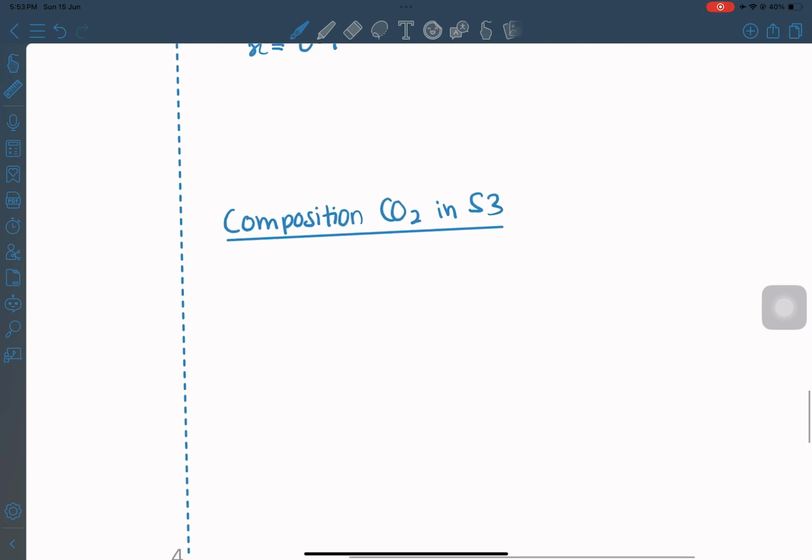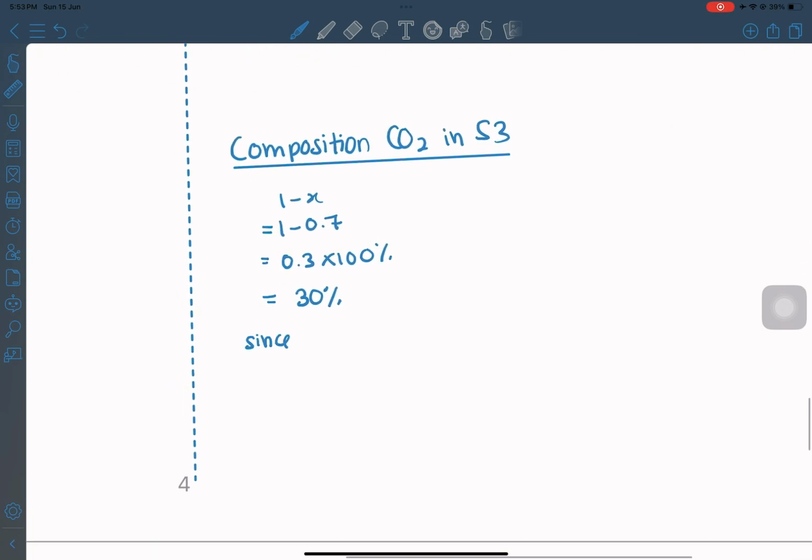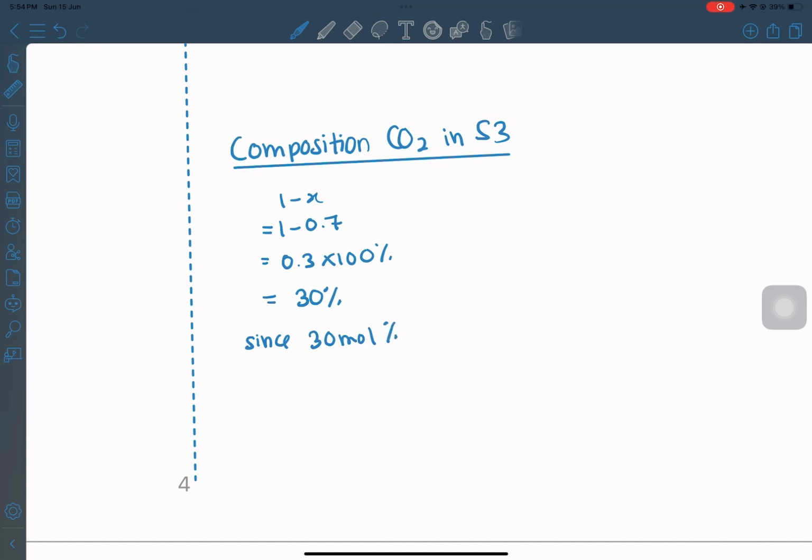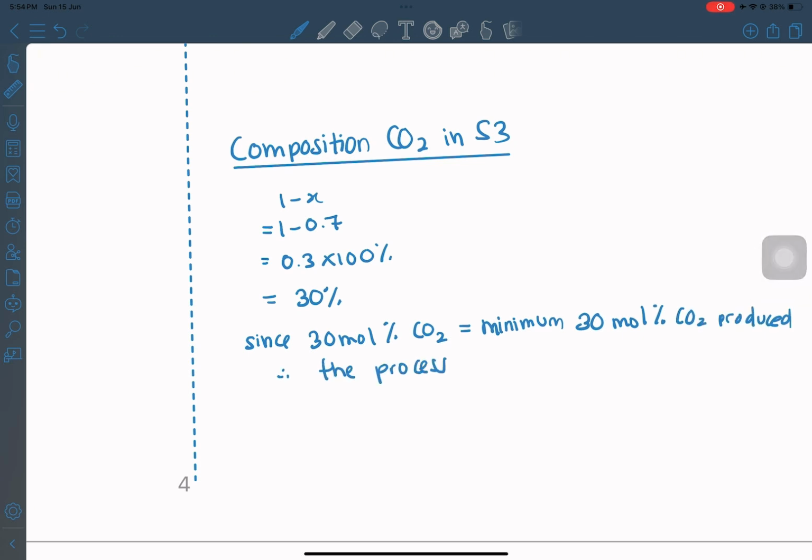For the composition of CO2 in stream 3, we use the composition equal to 1 minus X. 1 minus 0.7 gives us 0.3, and we multiply by 100% to get the percentage of CO2 in S3. Since we get 30 mole percent of CO2 in S3, which is the same value as the minimum percentage of CO2 that should be in S3, that means the process achieves the mixing target.